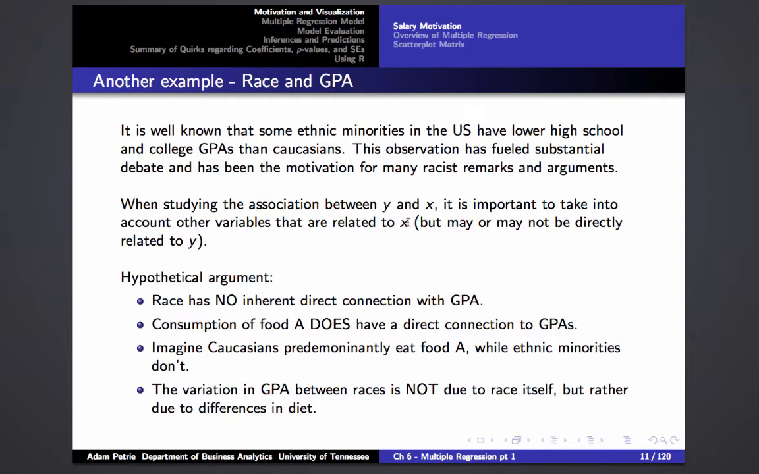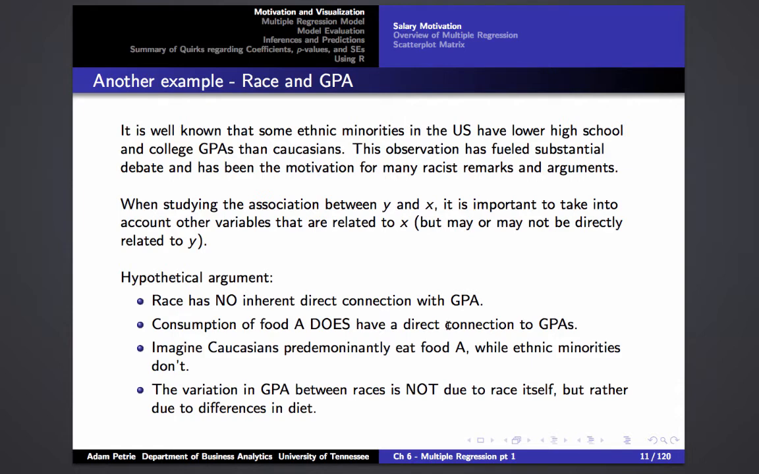So to illustrate this, let's imagine the following hypothetical argument, that race really does have no inherent direct connection with GPA. So every race is capable of getting the same GPA. Let's assume that's the truth, and it probably is. And let's imagine that what actually does affect GPA is the consumption of a particular food. Maybe this particular type of fish is brain food, and consuming it actually helps you to do better in school. And so the consumption of food A really does have a direct connection to GPAs.